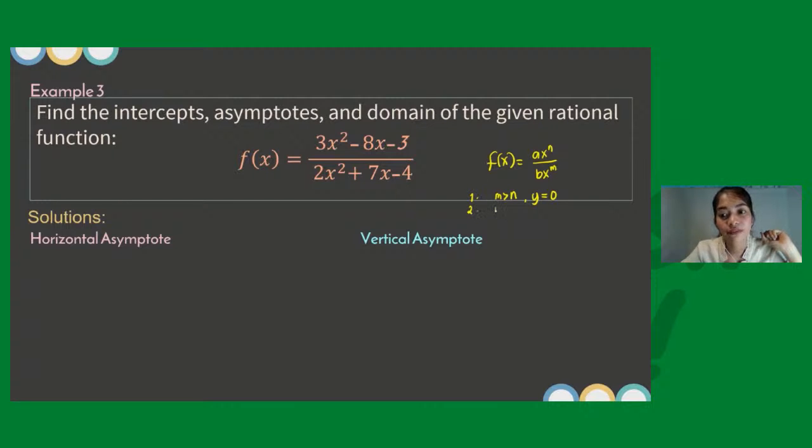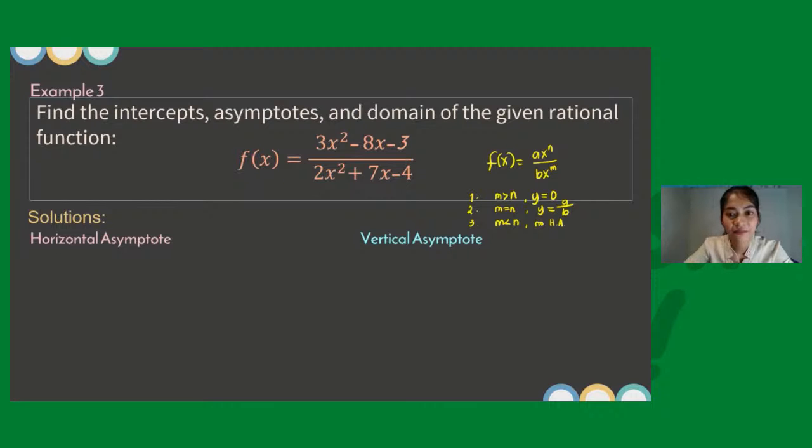For rule number 2, if m is equal to n, then we can solve for the value of the horizontal asymptote by dividing the coefficient of the numerator by the coefficient of the denominator. And for number 3, if m is less than n, or kapag mas mataas yung exponent ng numerator natin than the exponent of the denominator, there is no horizontal asymptote. Pero we can solve for the oblique asymptote. Okay, let's find that out.